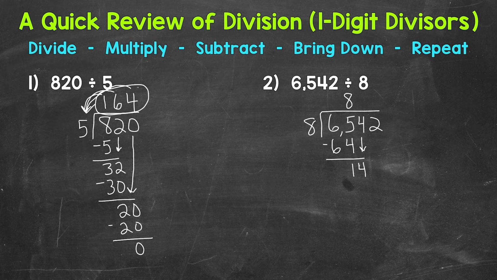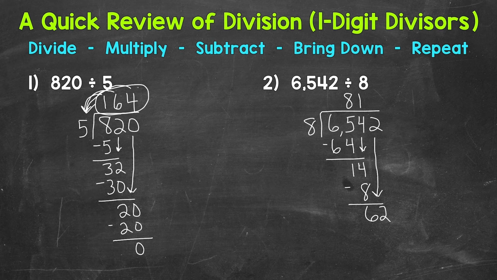We have 14 divided by 8. How many whole groups of 8 are in 14? Well, 1. Then we multiply. 1 times 8 is 8. Subtract. 14 minus 8 is 6. And bring down our 2. So now we have 62 divided by 8.